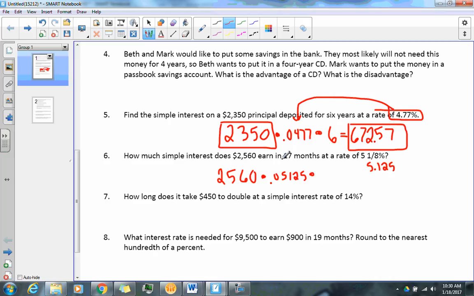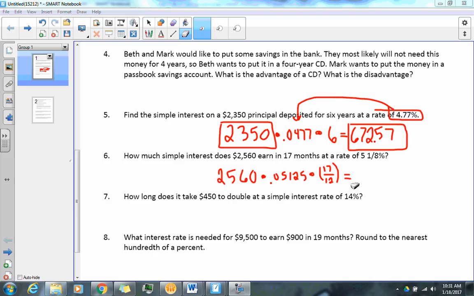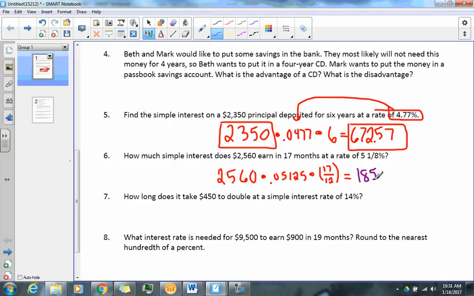Times, here we go, 17 months. Well, in the formula, time is years. We know that there's 12 months in a year, so I'm going to multiply that by 17 over 12. 17 divided by 12, that's more than a year. So when I get all this information in, let me clean this up a little bit, get that out of the way. So I end up with an answer of $185.87.